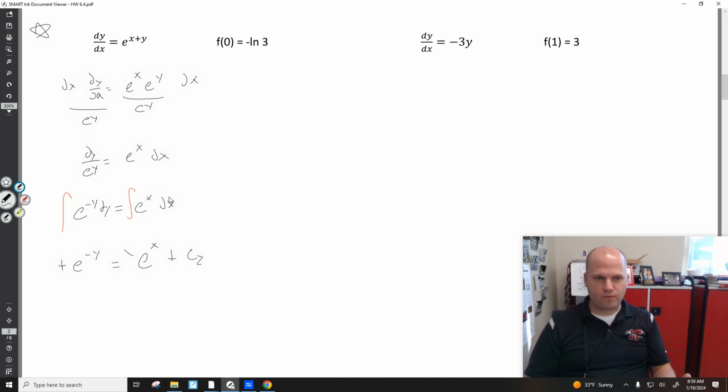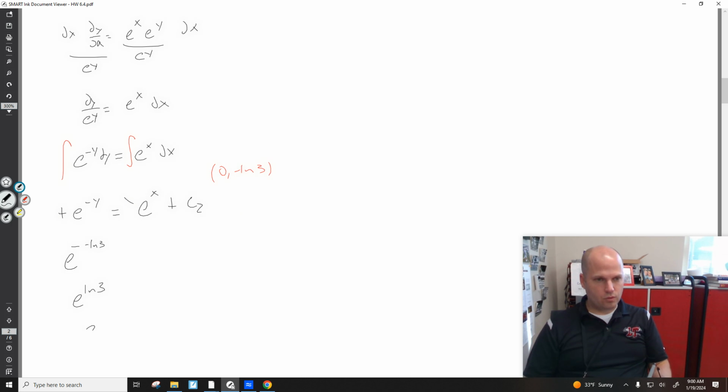It's up to you when you want to find c. If I took the log of both sides, I'd have to undo it to find c. I could find c now, plugging in 0, negative log 3. What does that look like? Well, it's not that bad because it's e to the opposite of negative log 3, which is e to the positive log 3, which is 3.